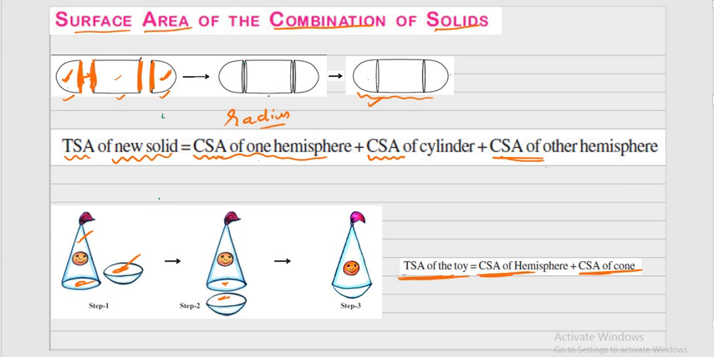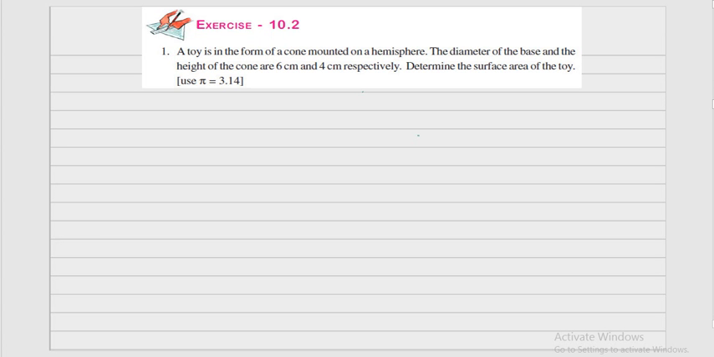When we do problems one by one, you can easily understand what we are doing and make it easy, right? Moving on to question number 1. In question number 1, what is given? Exercise 10.2. A toy is in the form of a cone.